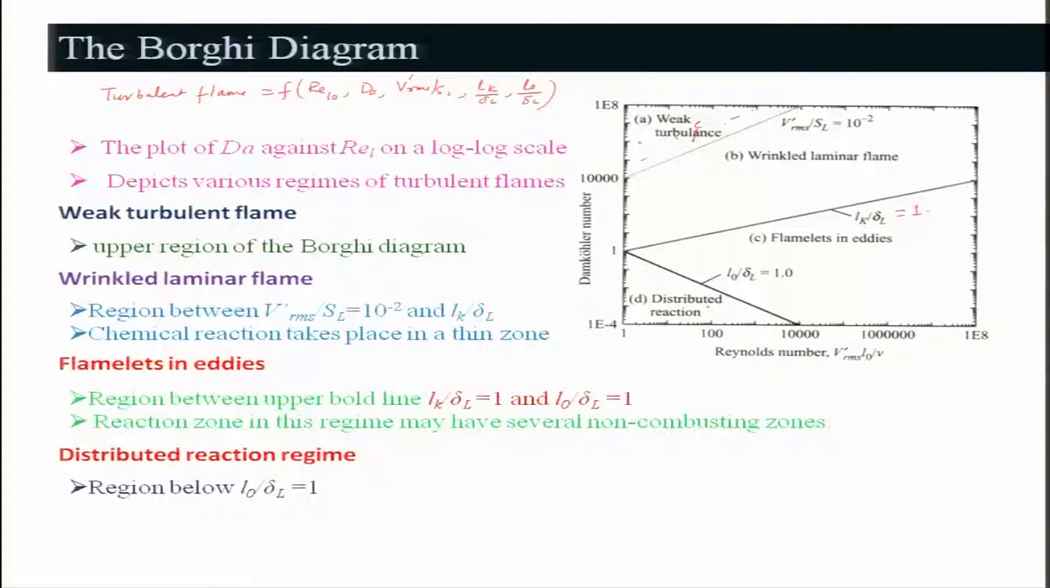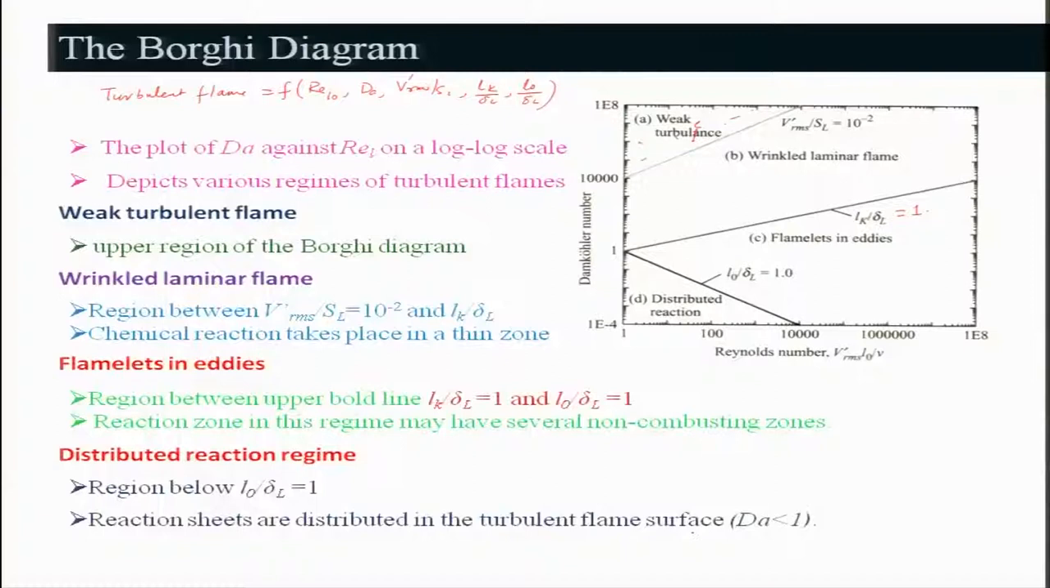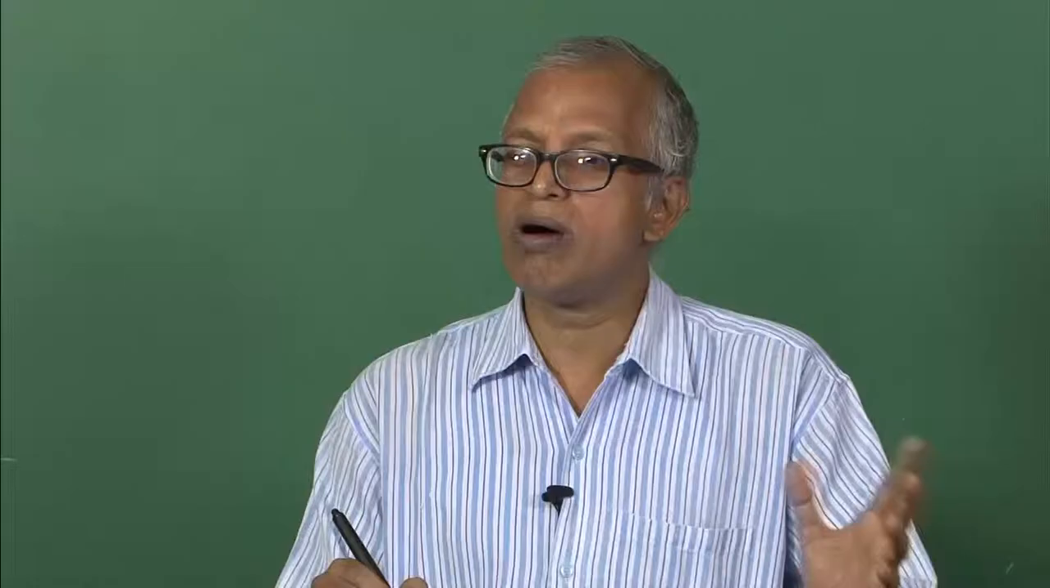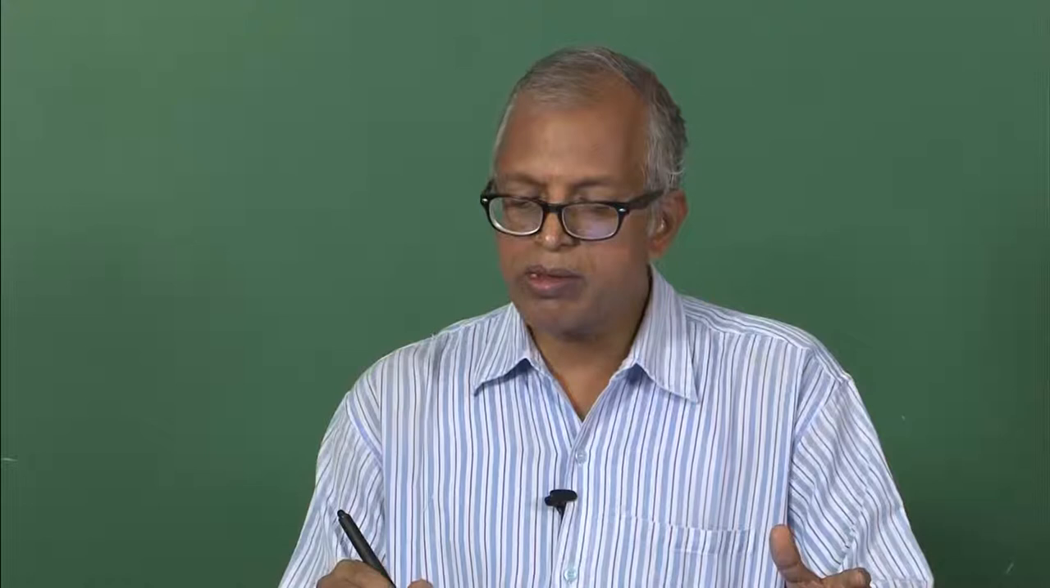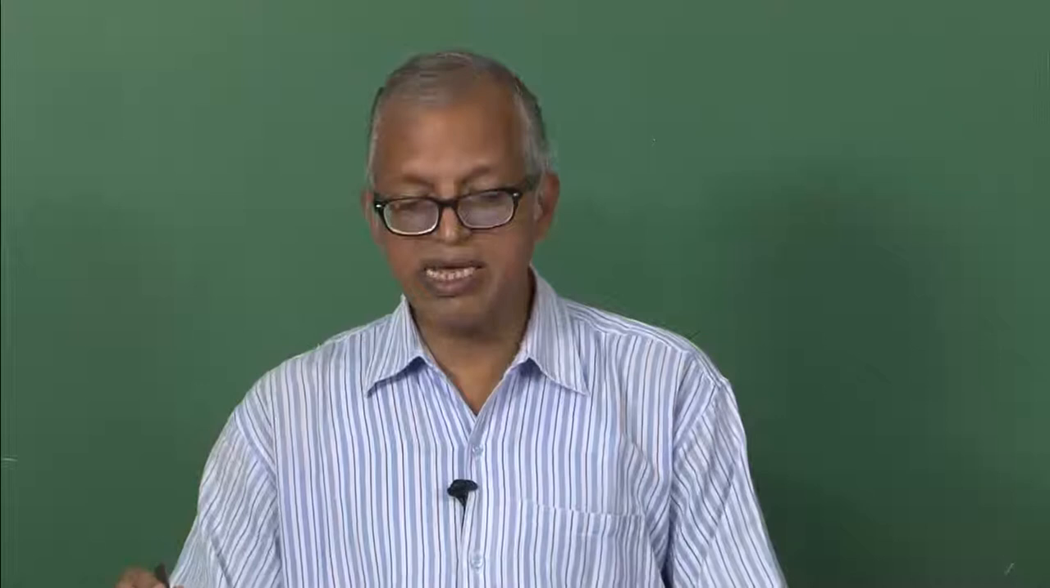practically achieved, right. Reaction sheets are distributed in the turbulent flame surface. However, people are thinking that if they could devise combustors or a burner in this regime, that will be very good because it can have a higher heat release, and people are also expecting that the emissions will be reduced. But this is not that easy to establish in practical situations.